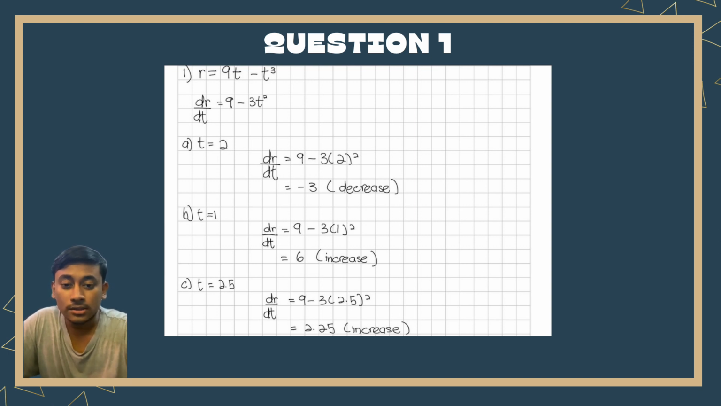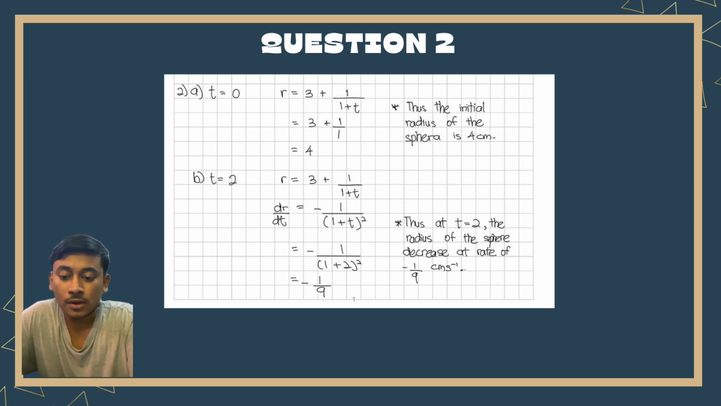And for b, t equals 1. So we substitute 1 into the derivative and we got 6, which means the radius is increasing. And for c, t equals 2.5. So we substitute 2.5 into the derivative equation, we get 2.25, which means the radius is increasing.